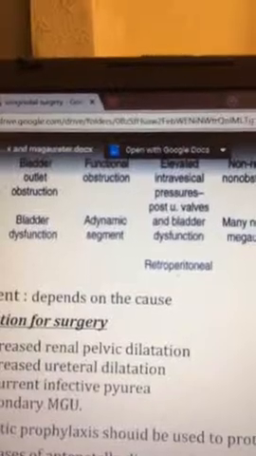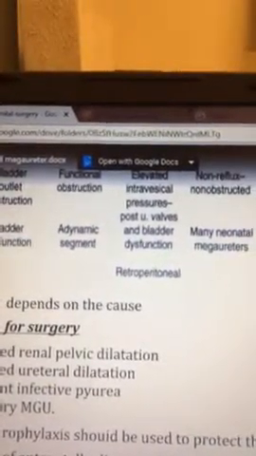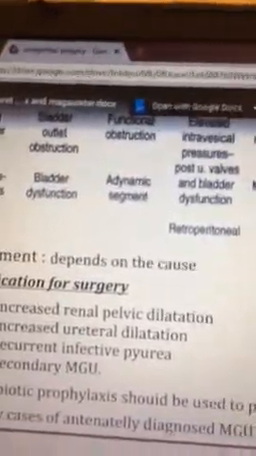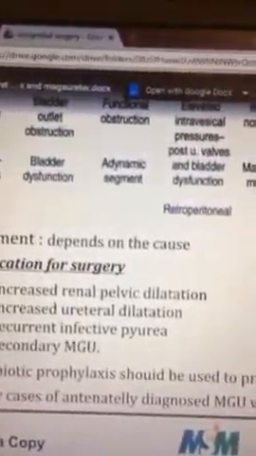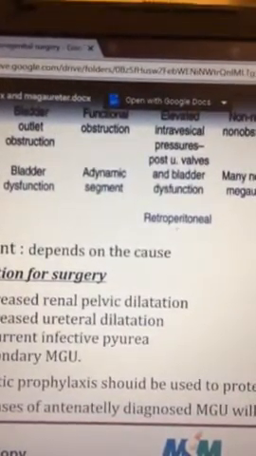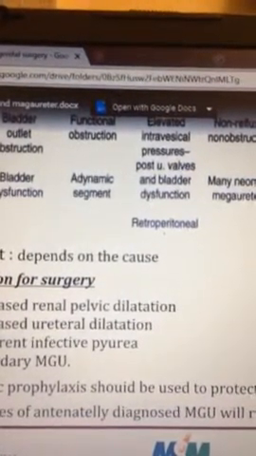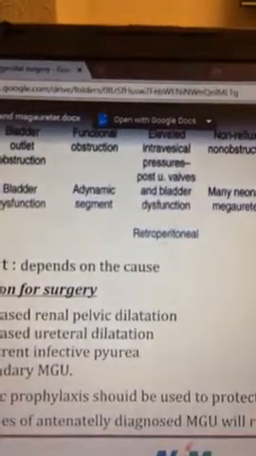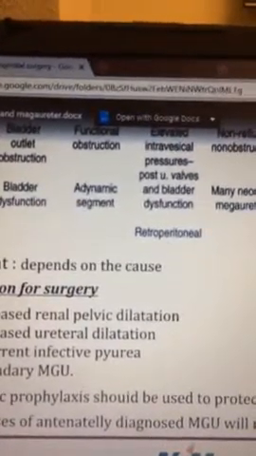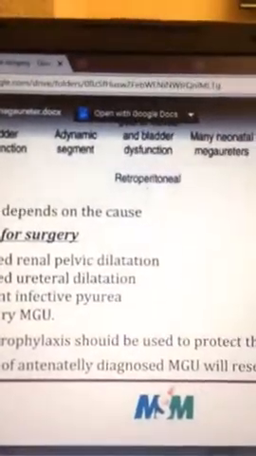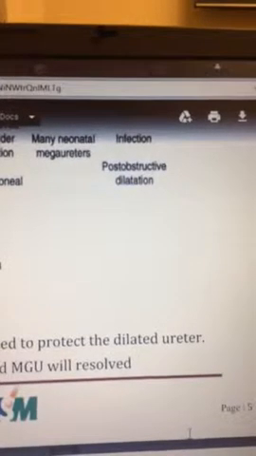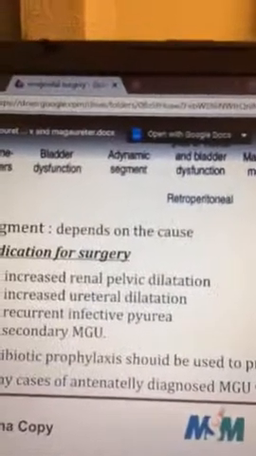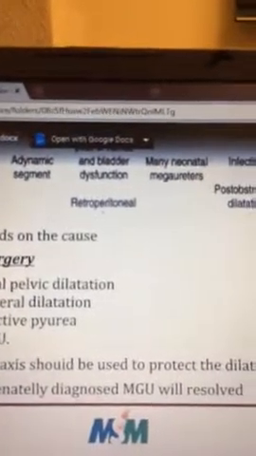The management: surgery is indicated for increased renal pelvic dilatation, increased ureteral dilatation, recurrent infective pyuria, and secondary megaureter. Antibiotic prophylaxis should be used to protect the dilated ureter. Many cases of antenatally diagnosed megaureter will resolve spontaneously.